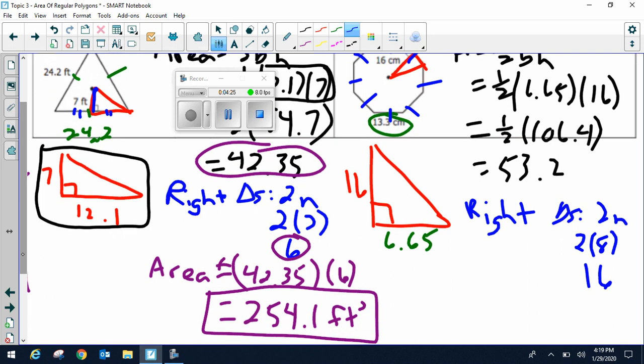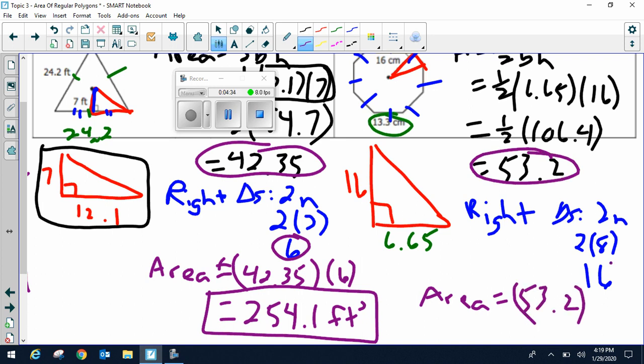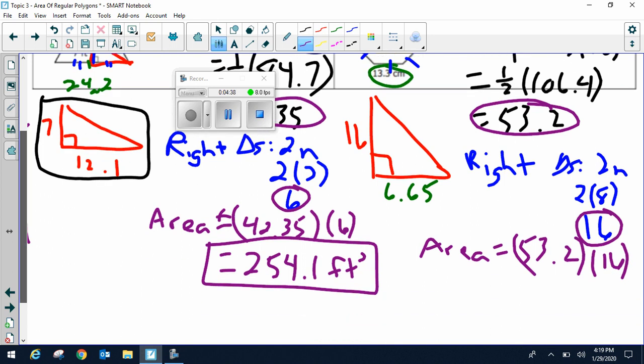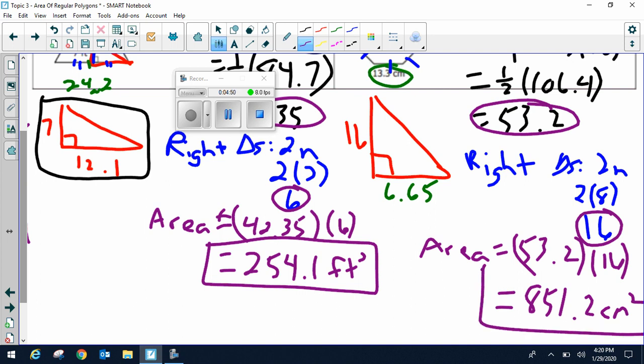So again, to find the area of the whole thing, you take the area of the one triangle, which is 53.2, and you multiply it by the number of right triangles you have, which is 16. So 53.2 times 16 gives me 851.2 centimeters squared. All right, that is type 1. So let's go ahead and go on to type 2.